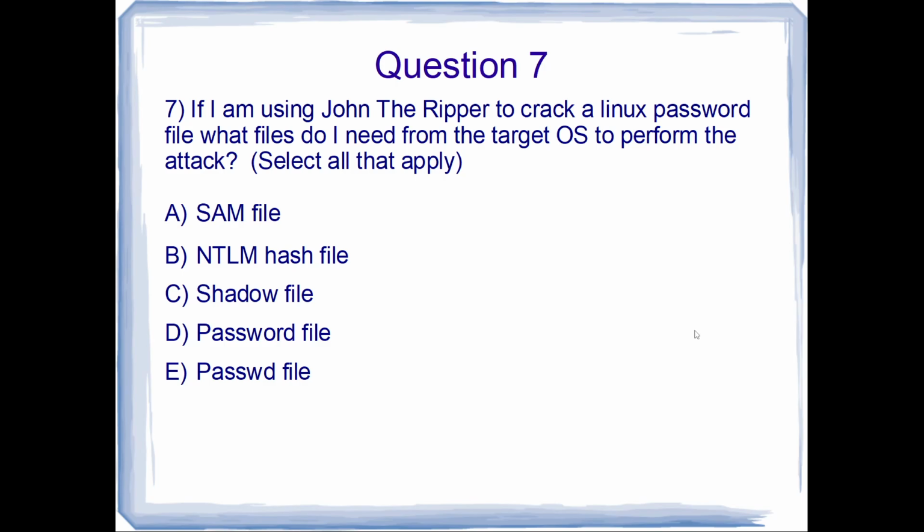If I'm using John the Ripper to crack a Linux password file, what files do I need from the target OS to perform the attack? Would that be the SAM file, the NTLM hash file, the shadow file, the password file, or the passwd file?